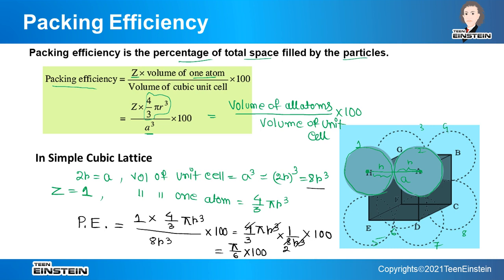So pi by 6 into 100, if we calculate it, this will be equal to 52%. So here packing efficiency for simple cubic lattice is 52%. Okay, so in this way we can also calculate packing efficiency for FCC and BCC.